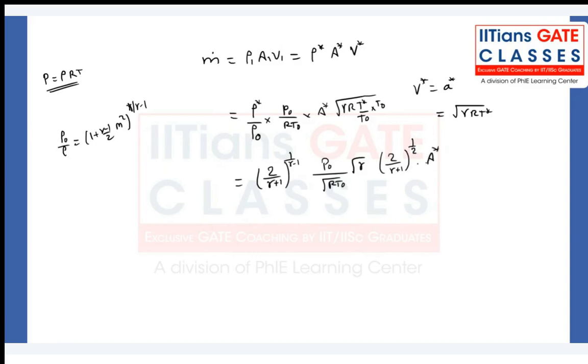So now my equation is simplified. We have 2 by gamma plus 1 and 2 by gamma plus 1. If I take the LCM of these powers, it becomes 2 by gamma plus 1 to the power of gamma plus 1 divided by 2 times gamma minus 1, times P naught divided by root of R T naught, times root of gamma, times A star. So now everything is known to us. A star is 0.05 meter square. P naught we can easily calculate because P is given in the problem.